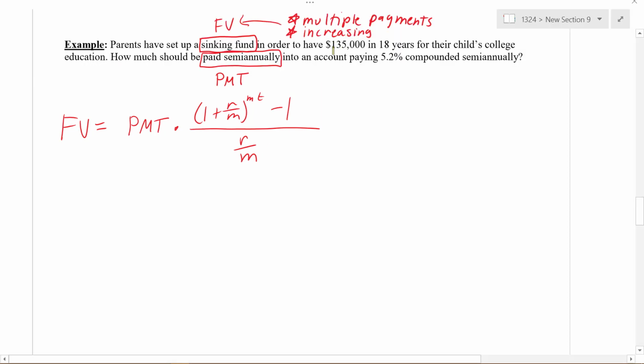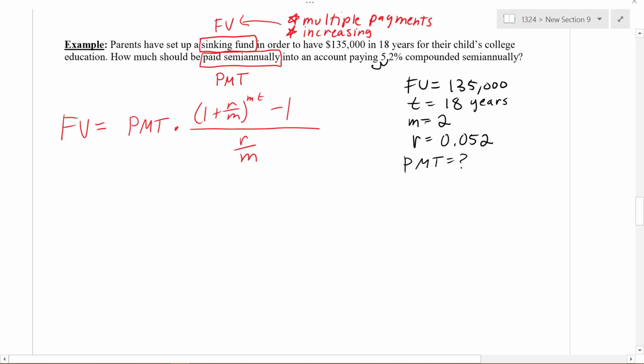Okay, but in this problem we already know the future value, so let's write that out. We know that in the future we want to have $135,000. Let's list out all our variables. We're going to do this for 18 years, so our t value is 18 years. We're doing this semi-annually, so that's twice a year, so our m value is 2. Our interest rate, 5.2%, we write as a decimal, 0.052. So the only thing we don't know is the payment that we're going to be making semi-annually.